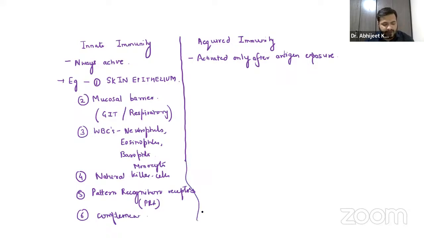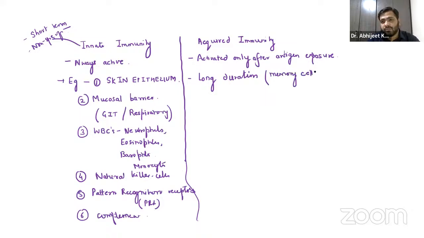Whereas coming to the other hand, the acquired immunity, you already know this immunity is for long duration. Comparing it with the innate immunity, remember, innate immunity is short term and non-specific, right? Whereas the acquired immunity is of long duration, because basically the memory cells are formed. And it is activated only after the specific antigen exposure, right?